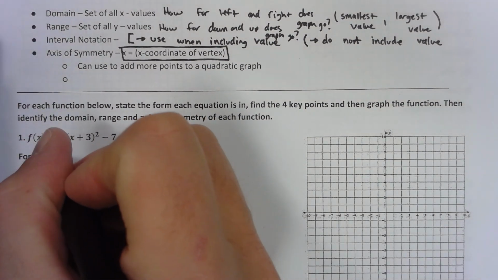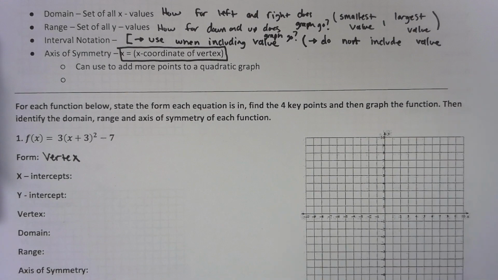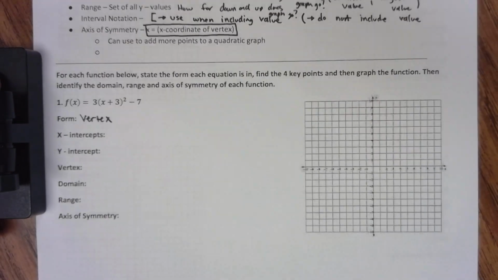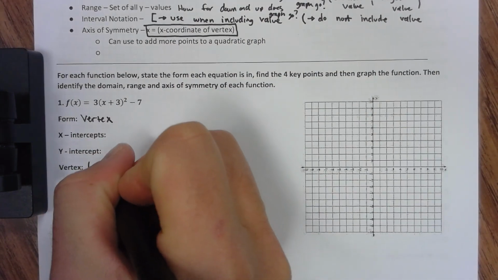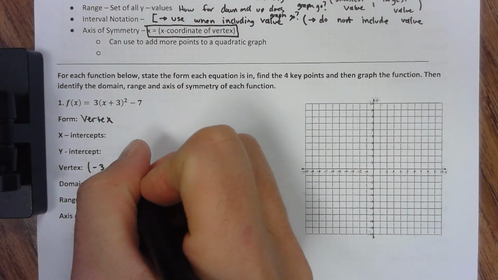So this is our vertex form. What's nice about vertex form is the vertex is easily identifiable. I can just look in my equation and say the horizontal shift is left 3, so -3. The vertical shift is down 7, so -7.